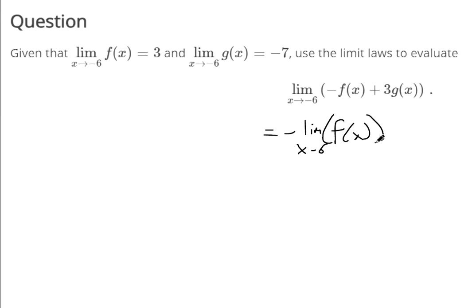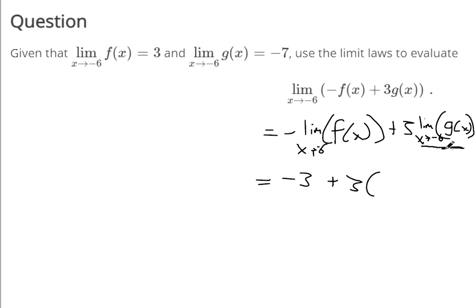In other words, it means that the limit can distribute. So I distributed it to the first term. And I distribute it to the second term. And now that we've done that, we know what this is. The limit as x approaches -6 of f of x. That's 3. So we got a -3 plus 3 times whatever this limit is.